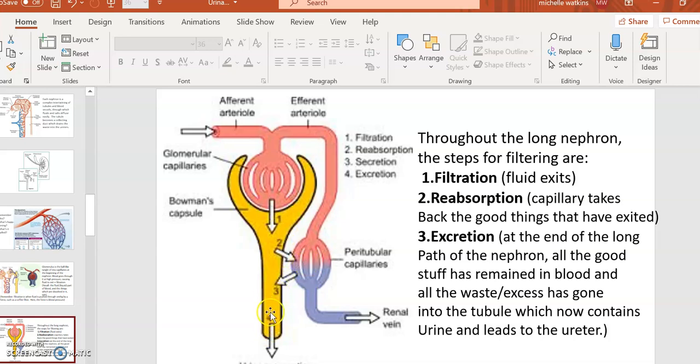So the 3 steps, here they have it in 4 steps, but I kind of combined 3 and 4 because they're about the same. So the steps are filtration, 1, which is fluid leaves the blood. Reabsorption, 2, your capillary takes back the things that are good that it wants to keep. 3 and 4, excretion, the things that your body indeed doesn't need, which is either excess or waste, is put in the nephron, and exits as urine.